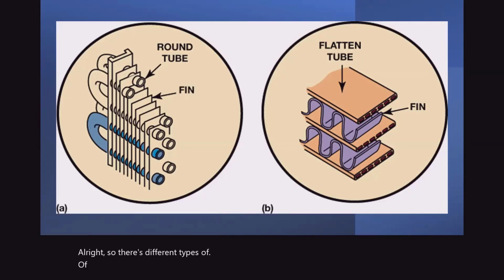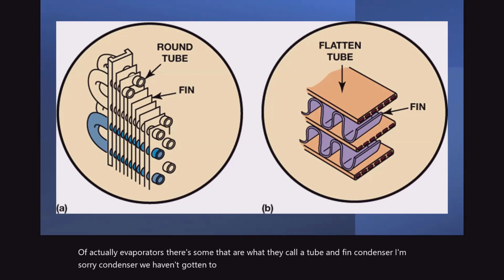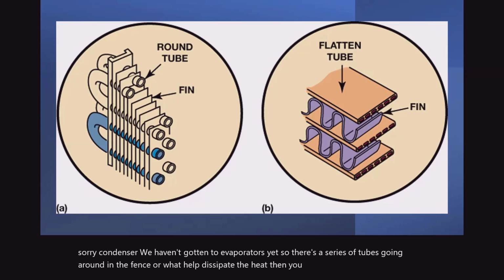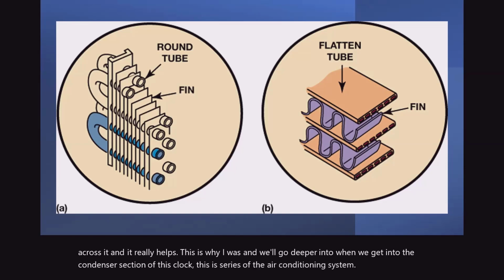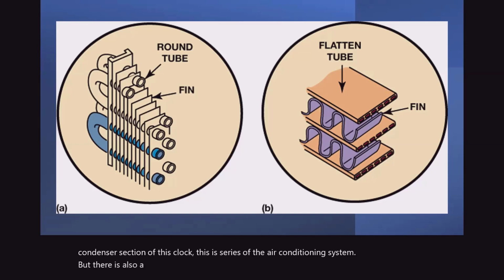All right, so there's different types of condensers. There's some that are what they call a tube and fin condenser. I'm sorry, condenser. We haven't gotten to evaporators yet. So there's a series of tubes going around, and the fins are what help dissipate the heat. Then you get a little bit of airflow going across it, and it really helps. We'll go deeper into it when we get into the condenser section of this class. There's also a flattened tube, and sometimes you'll find there will be an oval tube also.